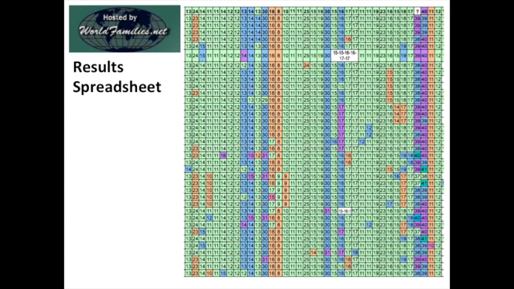But what you do with this results spreadsheet then is you group the results. The unique STR pattern for the group is fairly obvious. And these are the lines that extend down the virtual length of the entire project.